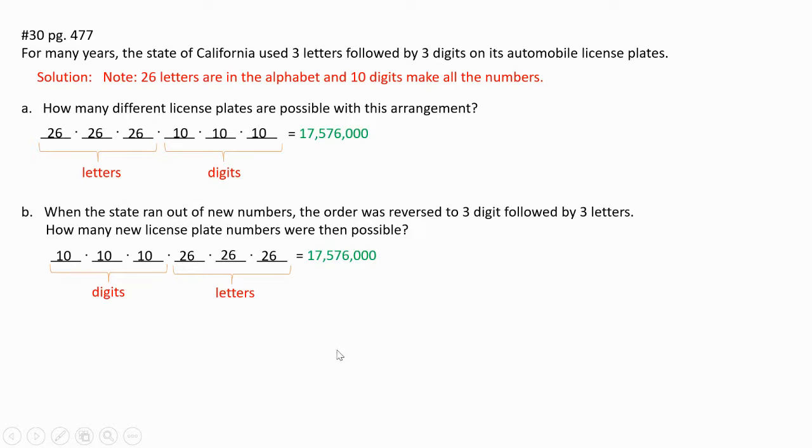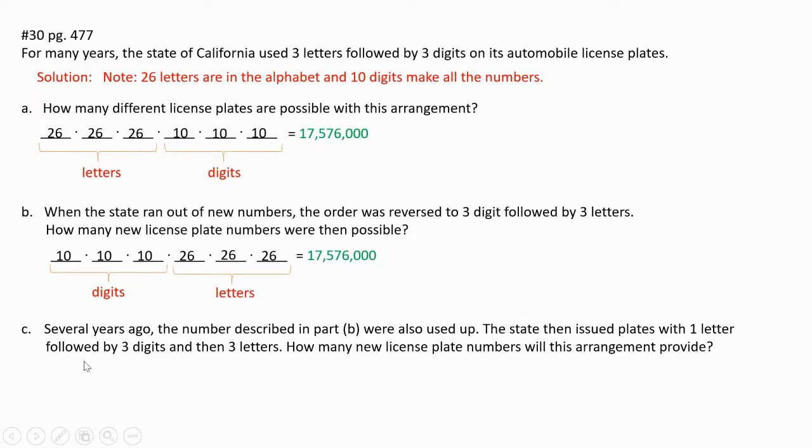Okay. Now for part C. Several years ago, the numbers described in part B, which is this one here, were also used up. So all these numbers were used up. The state then issued plates with 1 letter followed by 3 digits and then 3 letters. How many new license plate numbers will this arrangement provide?